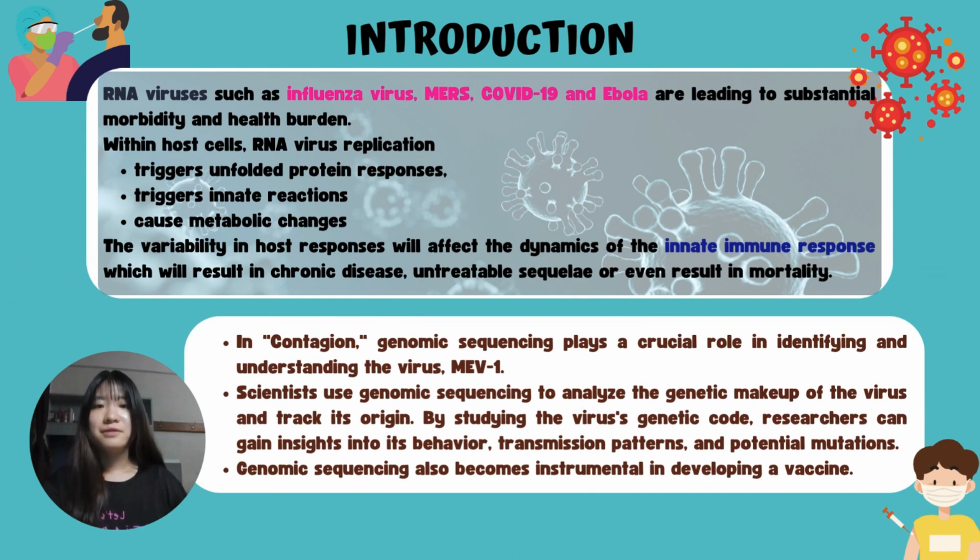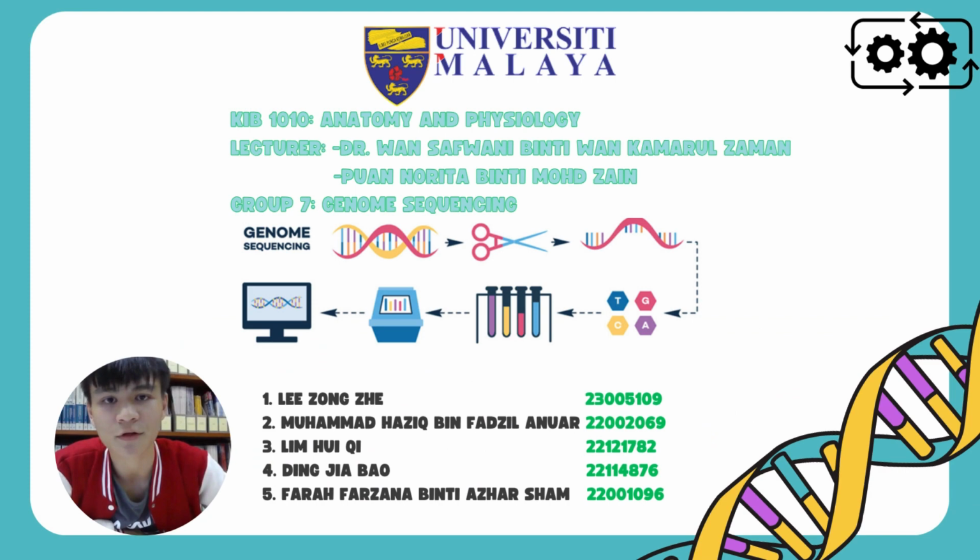RNA viruses such as influenza virus, COVID-19, and Ebola are leading to substantial morbidity and health burden. The variability in host responses will affect the dynamics of the innate immune response, which will result in chronic disease. In Contagion Movie, scientists use genomic sequencing to analyze the genetic makeup of MEV1 virus and track its origin in order to gain insight into its behavior, transmission pattern, and potential mutation, and thus develop a vaccine. Today, we are going to present about genome sequencing. So, let's dive into genetics to understand how scientists decode this life blueprint through genome sequencing.